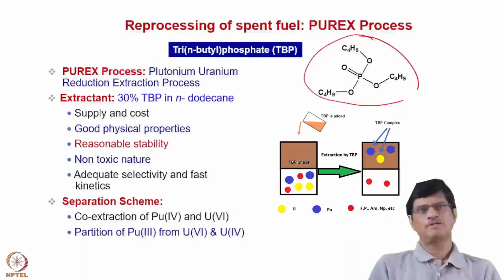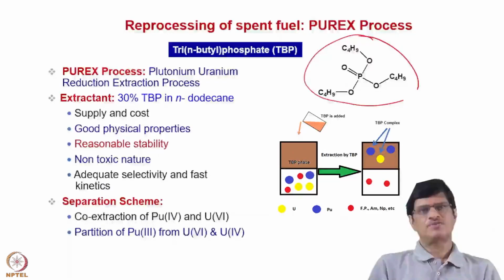taken in n-dodecane. And the major advantage of this Purex process is that the organic solvent containing the TBP extracts only uranium 6 ion as well as plutonium 4 plus ion, leaving behind the fission products like cesium plus, strontium 2 plus, and also the trans-plutonium elements like americium 3 plus, curium 3 plus, etc. And fission products contain most of the rare earth elements also. That is how these trivalent actinides and lanthanides are directed to the radioactive waste stream.